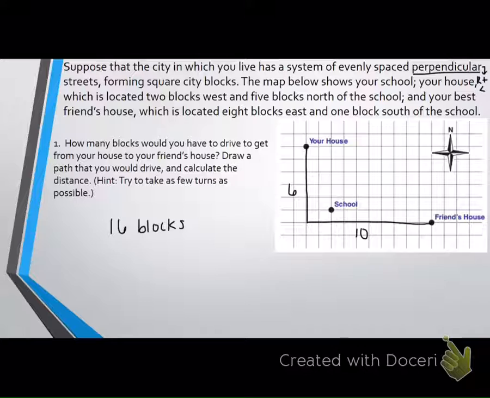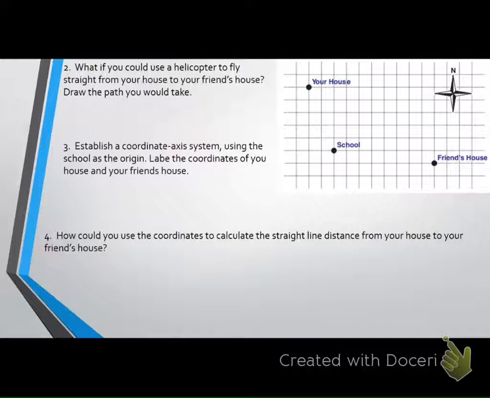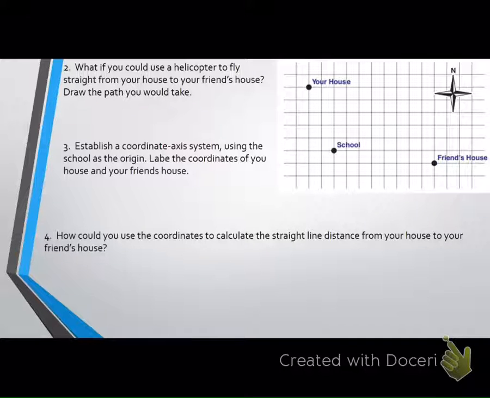Okay, you're going to discuss this with your partner in just a second. What if you could use a helicopter to fly straight from your house to your friend's house? No longer driving through people's houses, but above them. Draw your path that you would take. Go ahead and draw the path you would take. If you want to use your folder or an ID or something of that nature for a straight line, go ahead and take it out. I would prefer for it to be straight, but it's your notes, not mine. So, if it was like on something you were turning in, we probably should use a straight edge.